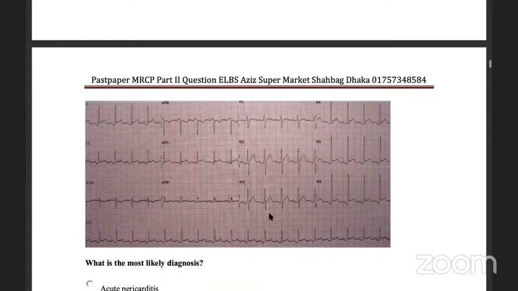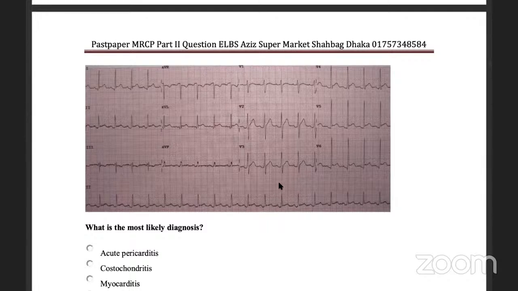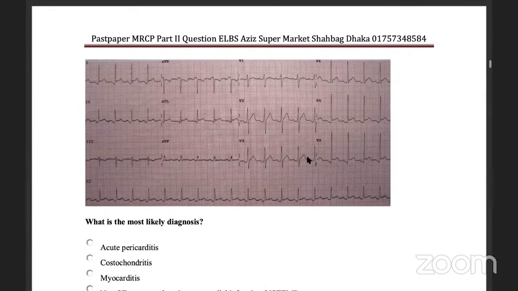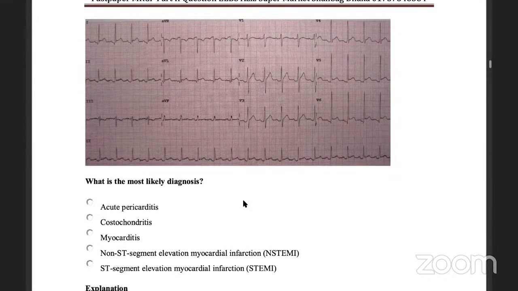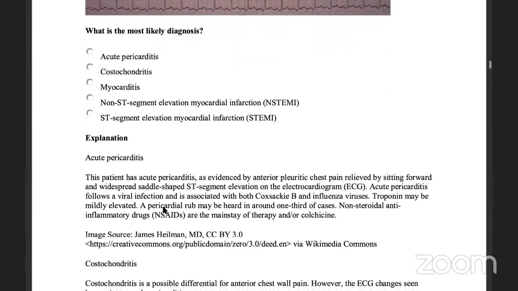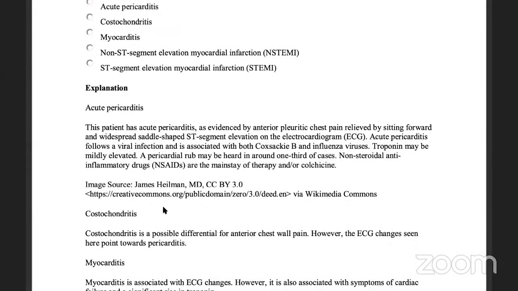So, like a picture of pericarditis. Yeah, ST depression in leads 4, 5, 6. Yeah, depression. Elevation. So pericarditis, acute pericarditis. What is the treatment? NSAID and colchicine, both. In case of Dressler syndrome, yeah.